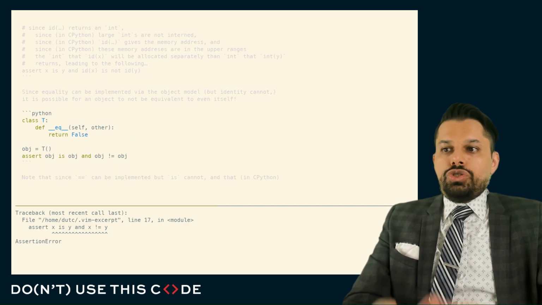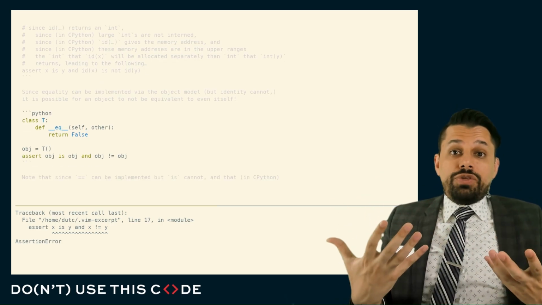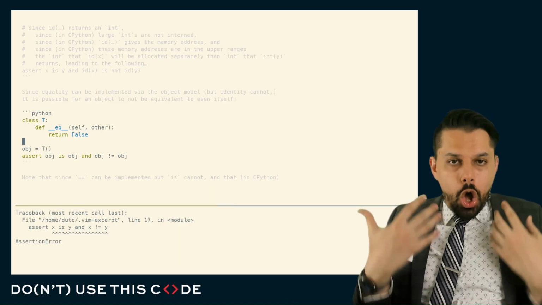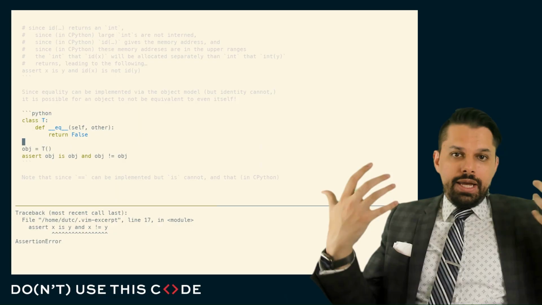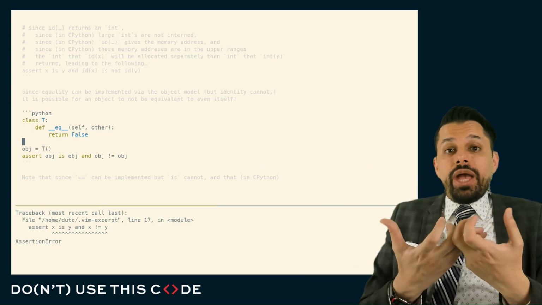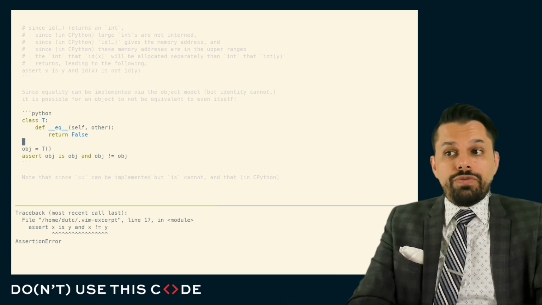Now, do note that we can implement equivalence however we want, but we cannot override that identity check. The identity check always checks for the same thing. It always checks, is the unique identifier for these two objects the same, which in CPython means is the memory address for the object to which these names refer to the same.